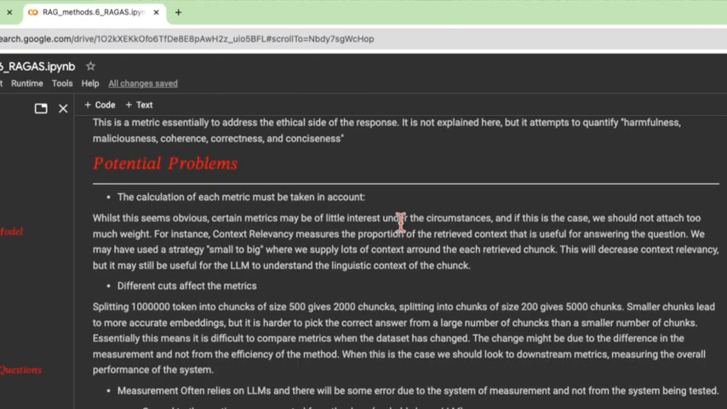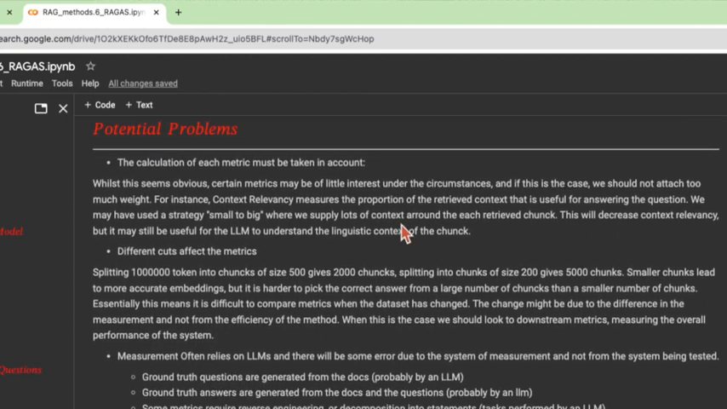Another thing to take into account is that just splitting your document into different chunk sizes is going to change these metrics, make them go up or down, and it might be that your system is improving but your metrics are going down just because you're splitting your documents up in a different way. So it's something to bear in mind.